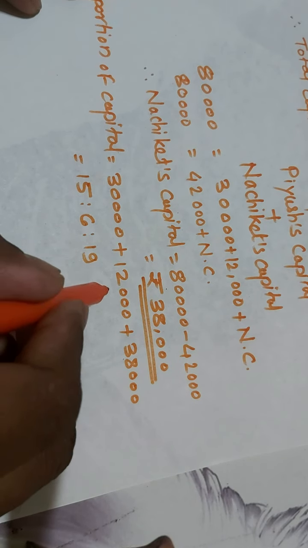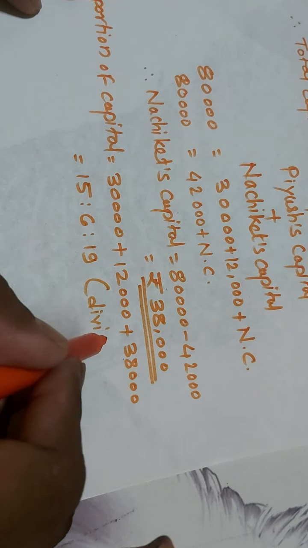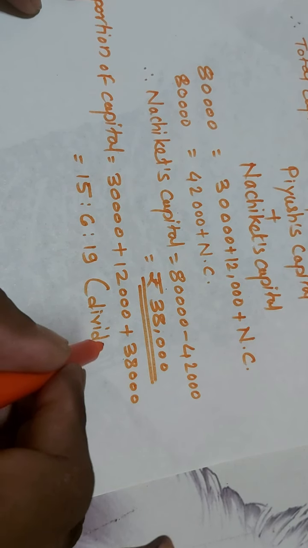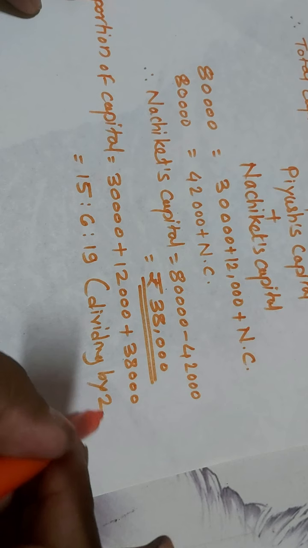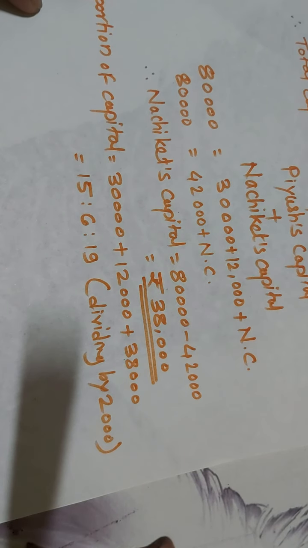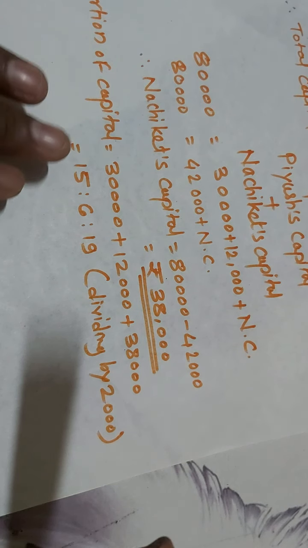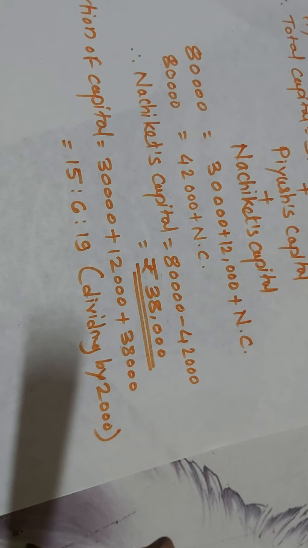What we do here, we divide by 2000. Okay, so here we got their proportion of capital, 15 is to 6 is to 19. Here they ask only we have to find the share of Nachiket's profit. Now they made a profit of 24% on their capital, that is given in the example.